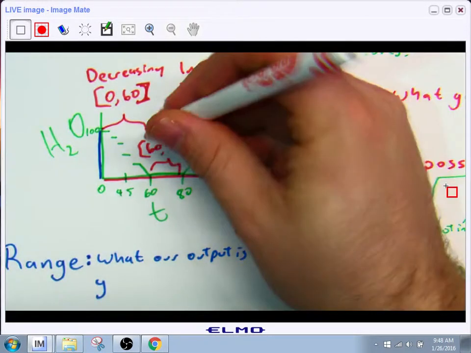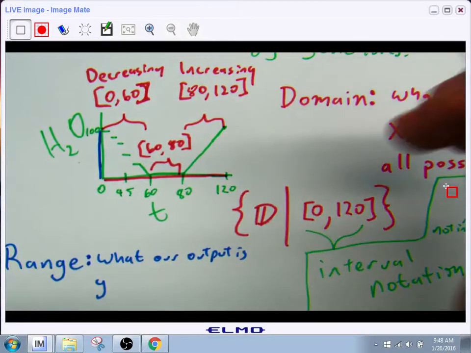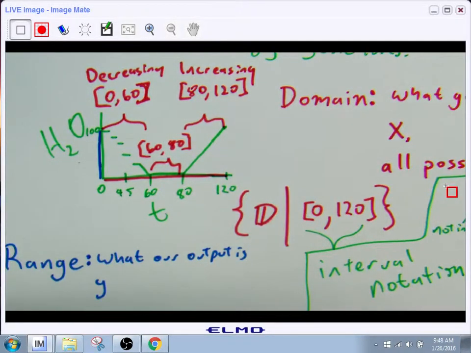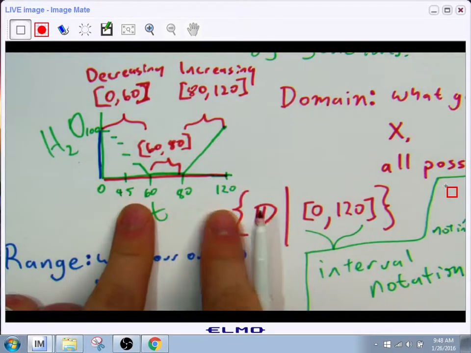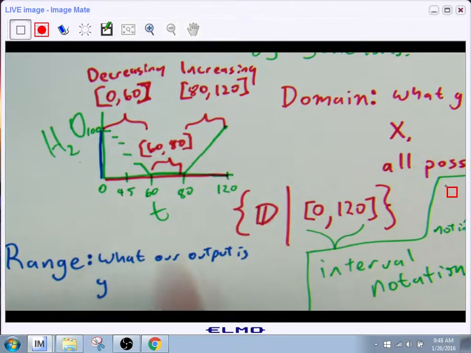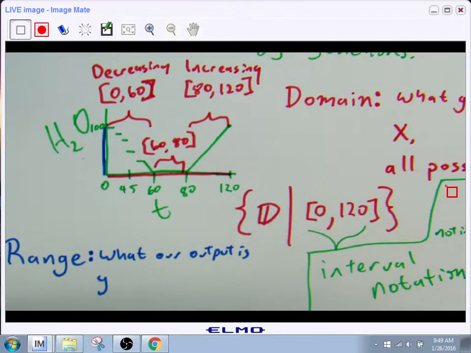If I were to ask you a question like, where is our function constant? You would say between 60 and 80 because it's 0. Yep. Cool. Okay, so that is how we're going to use interval notation when talking about different functions. We're going to talk about decreasing, increasing, staying flat, etc.